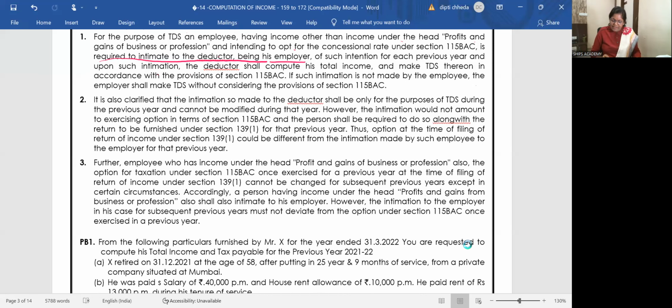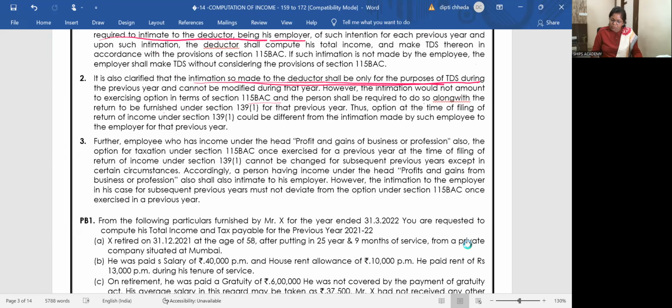It is clarified that intimation so made to the deductor shall only be for the purpose of TDS. Underline it. Intimation given to the employer that, sir, please charge my TDS as per section 115 BAC is only for the purpose of TDS and cannot be modified. However, intimation would not amount to exercising option in terms of section 115 BAC, and the person is required to do so along with the return for that previous year. Thus, option at the time of filing the return could be different. True or false?